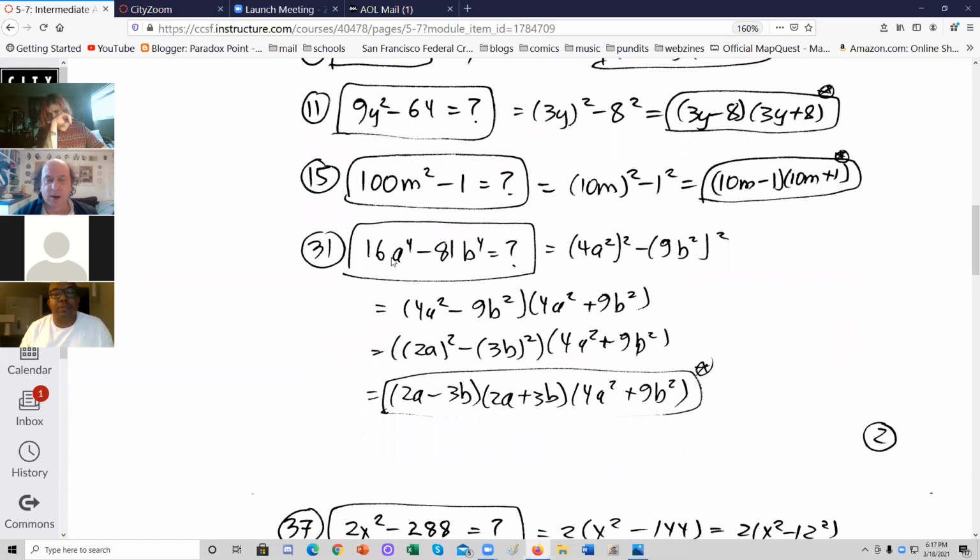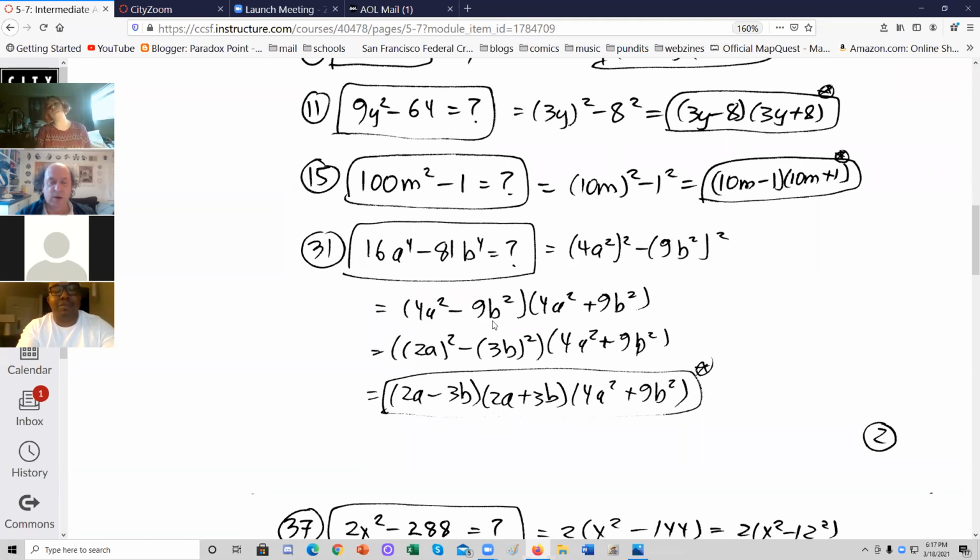Here we have a difference of fourth powers, and they're being cute. Well, okay. First of all, a fourth power is a square of a square. So 16a to the fourth is the square of 4a squared. 81b to the fourth is the square of 9b squared. So we have a difference of squares, and it'll be a difference times a sum: 4a squared minus 9b squared times 4a squared plus 9b squared.